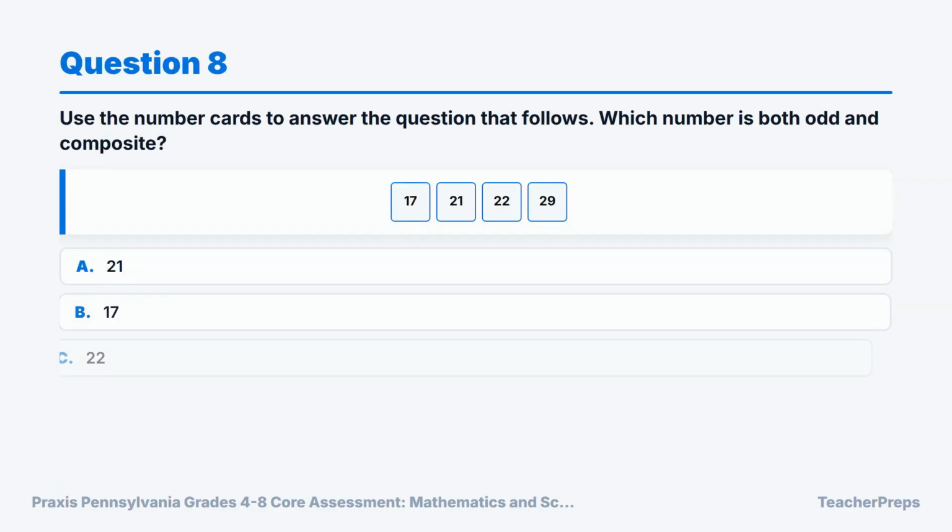Question 8. Use the number cards to answer the question that follows. Which number is both odd and composite? Pause the video and select the best answer.